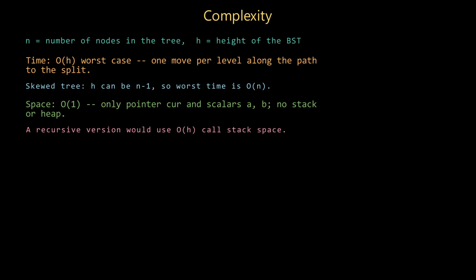Let n be the number of nodes and h the height of the binary search tree. Time is O of h in the worst case, we walk down at most one edge per level until the current value lies between P and Q. If the tree is skewed, h can be about n, so worst case time is O of n, space is O of 1 for the iterative version, only a few pointers and scalars. A recursive solution would use O of h stack space.